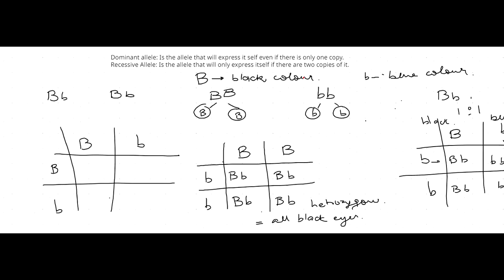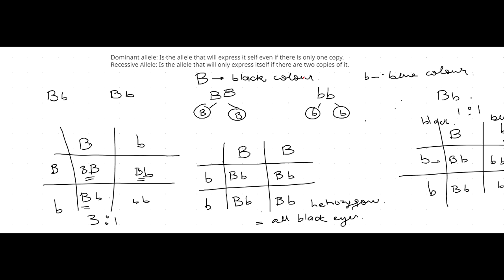Capital B, capital B, capital B, small b, capital B, small b, and small b, small b. So in this case, what is the ratio we are getting? 3:1. Three of the kids will have black eyes, and one of them is going to have blue eyes.